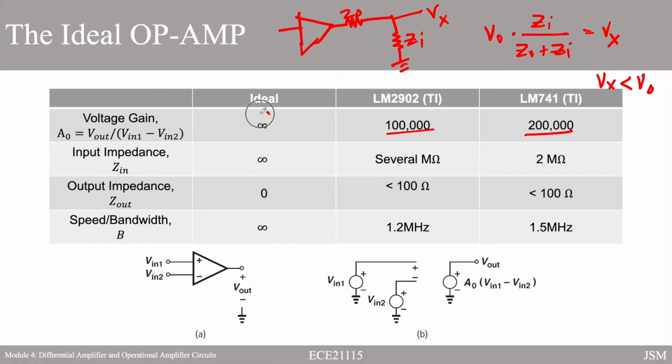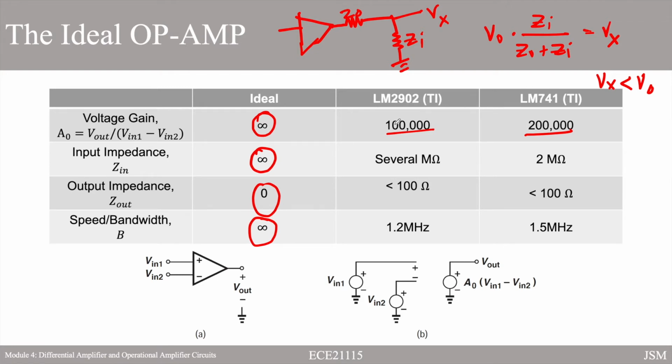So, kahit kailan hindi natin ma-achieve tong infinity na voltage gain or the open loop gain, infinity na input impedance, 0 na output impedance, and bandwidth of infinity. Siguro makukuha lang natin in real life is very close to that value. So, let's say these two examples of op-amps, LM2902 and LM741.